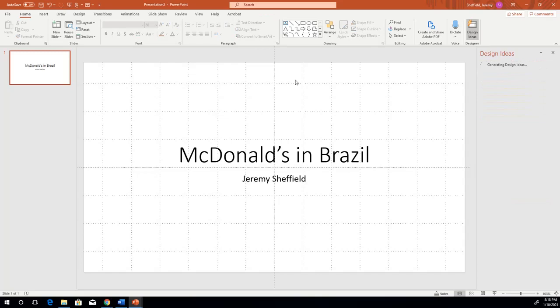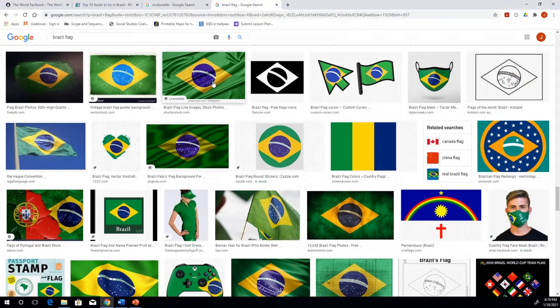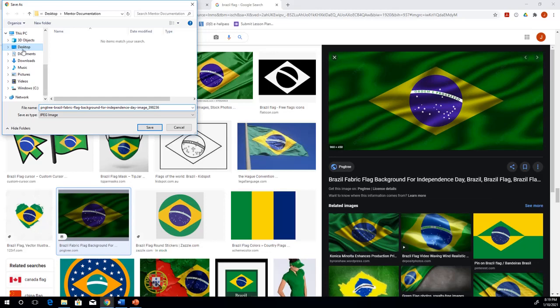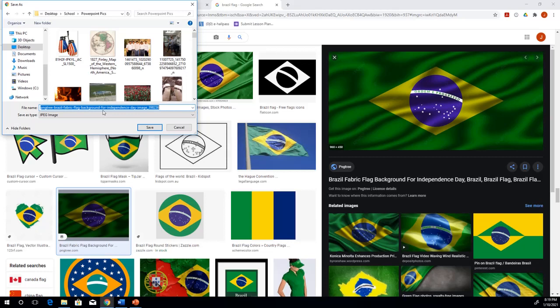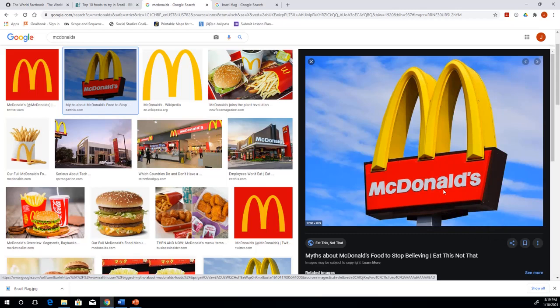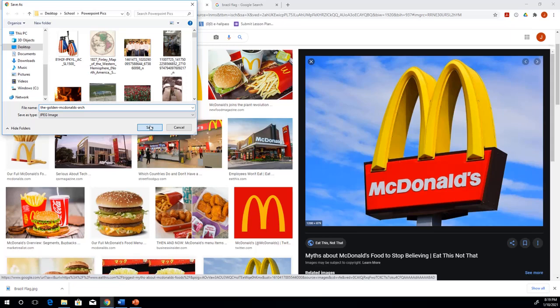And so what I've decided is I'm going to do a Brazil flag. Let's see. I like this one. So with all pictures, right, find them, right click, save image as, and then I have a spot in my desktop where I save all my PowerPoint pics. I'm gonna call it Brazil flag so it's easy to find. It's a JPEG, so I'll be able to use that. Okay, saving. And then also I want to do a McDonald's. There we go. Save image as. That's also a JPEG. And it's saving now into my PowerPoint pics. Good.